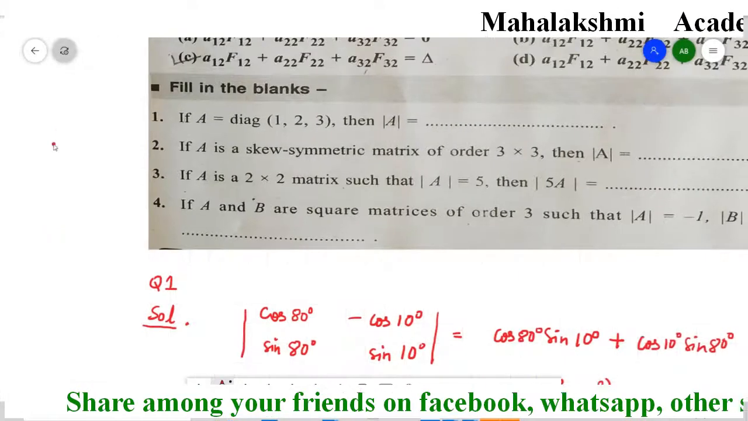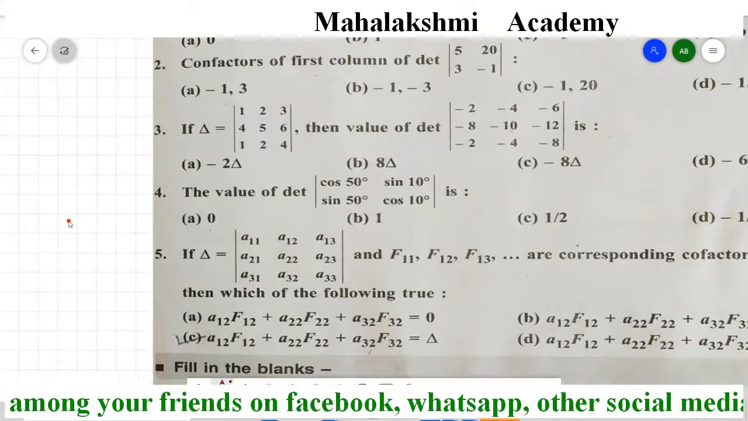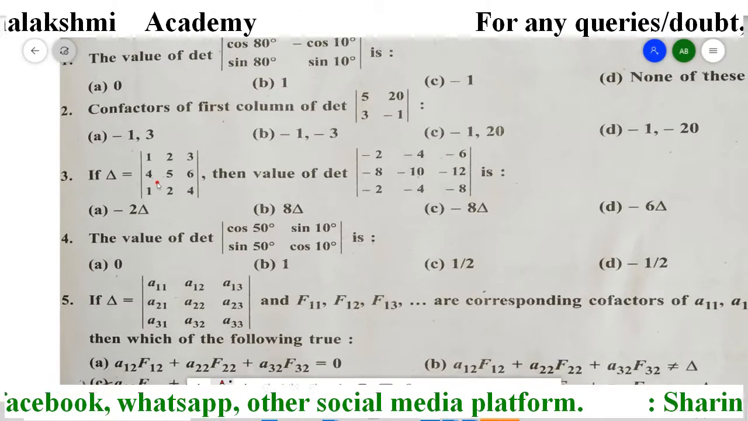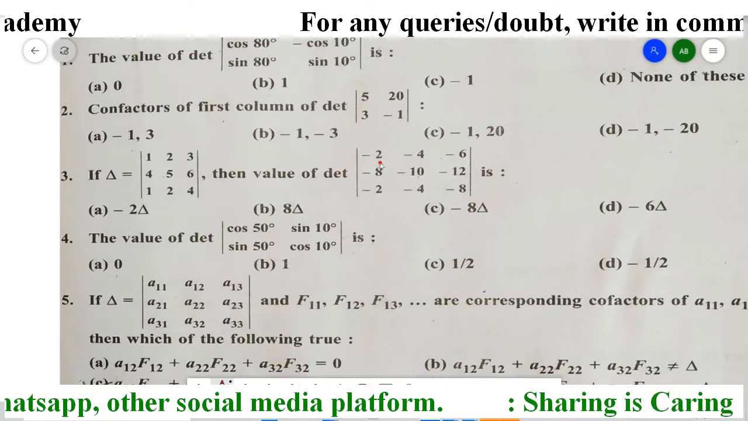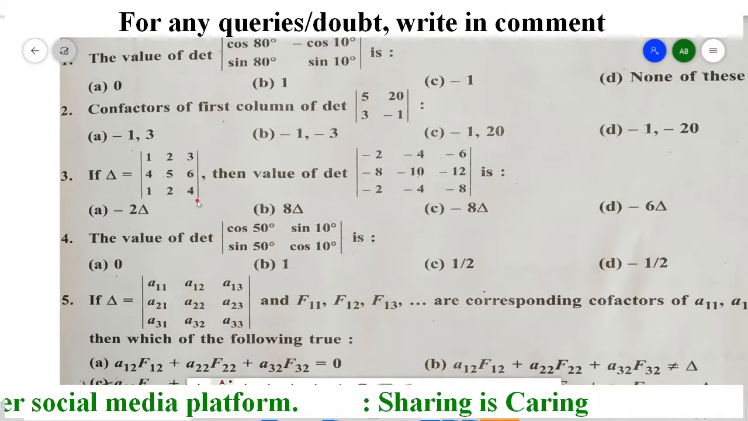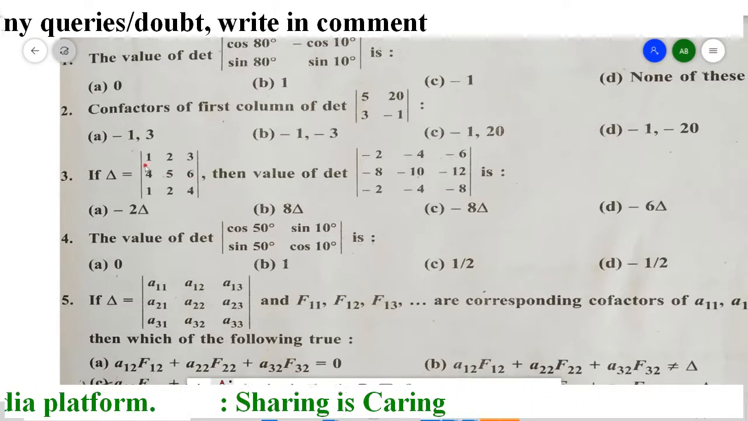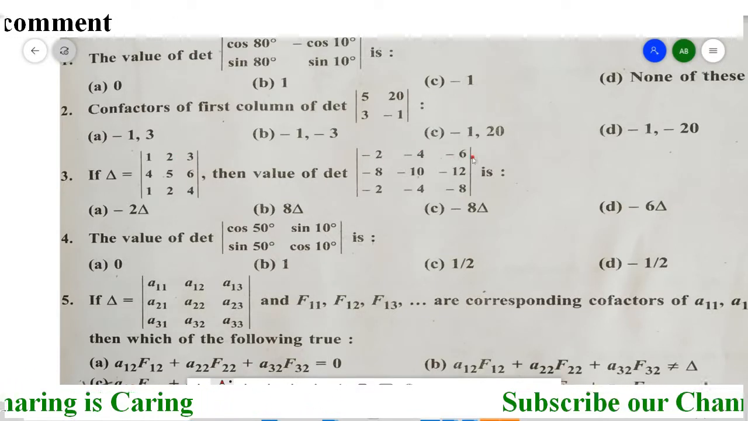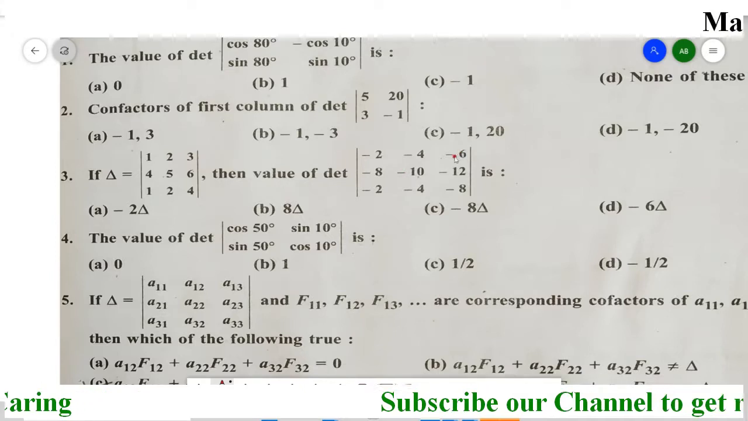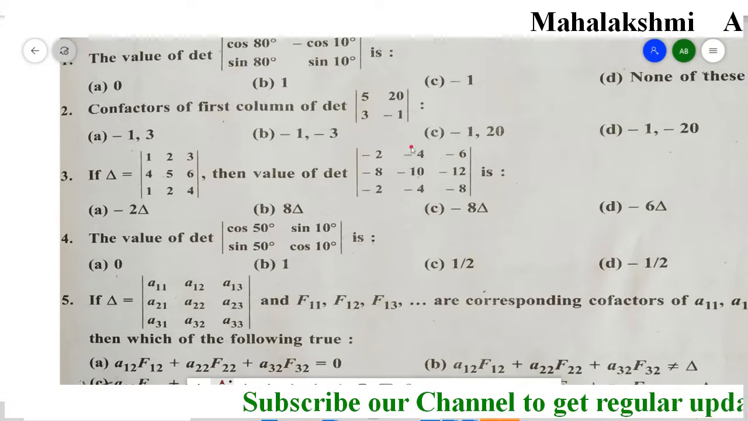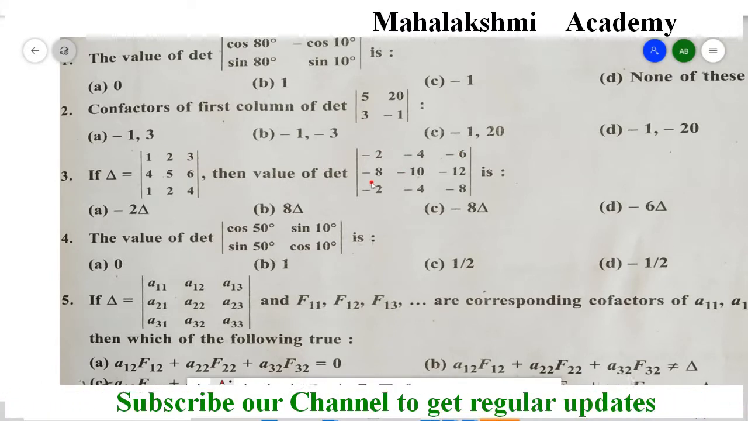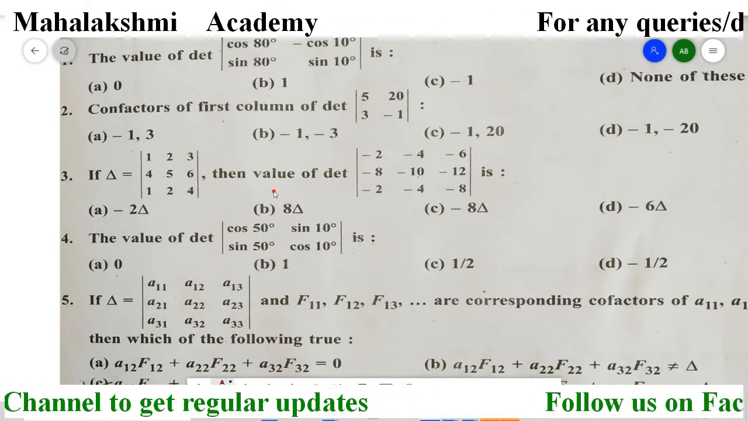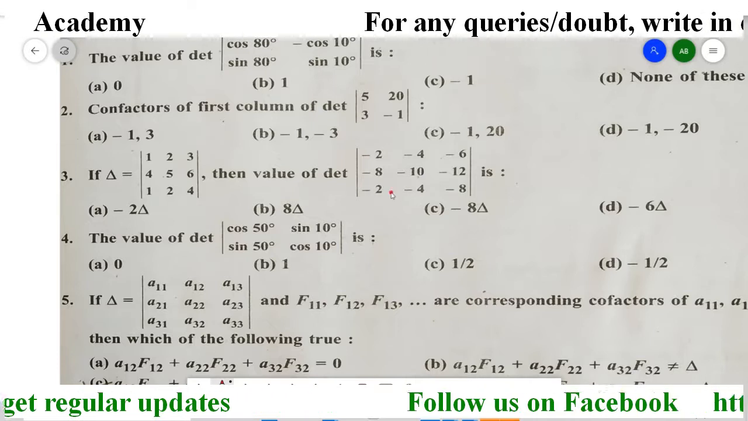Now the third question. The determinant is given to us and we have to find out its value with the help of this. When we observe it carefully, you see here 1, 2, 3, and here you have minus 2, minus 4, minus 3. So if you take minus 2 common from the first row, you remain with 1, 2 and 3. In the same way, if you take minus 2 common from the second row, you will get 4, 5, 6, and if you take minus 2 common from the third row, you will get 1, 2, 4.